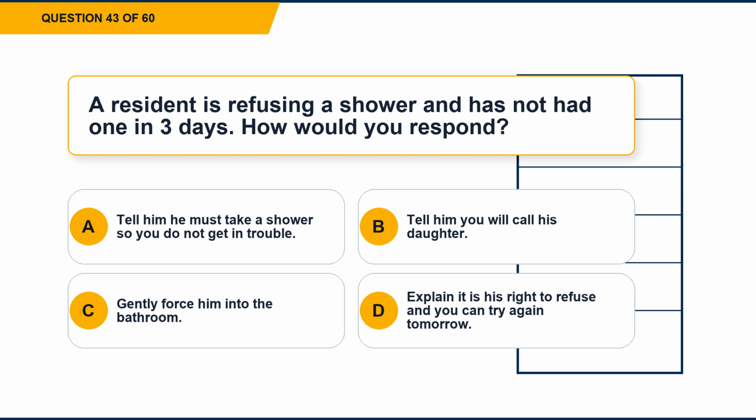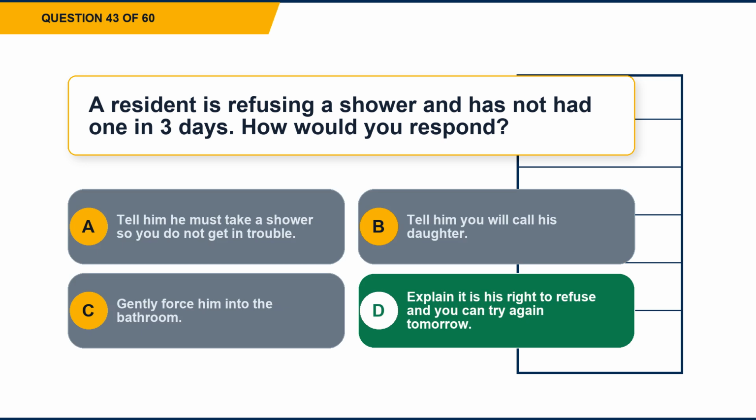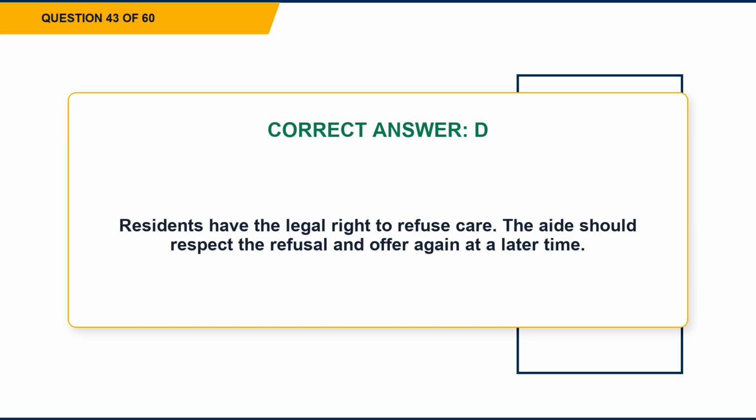Question 43. A resident is refusing a shower and has not had one in 3 days. How would you respond? Option A. Tell him he must take a shower so you do not get in trouble. Option B. Tell him you will call his daughter. Option C. Gently force him into the bathroom. Option D. Explain it is his right to refuse and you can try again tomorrow. The correct answer is option D. Explain it is his right to refuse and you can try again tomorrow. Explanation. Residents have the legal right to refuse care. The aide should respect the refusal and offer again at a later time.